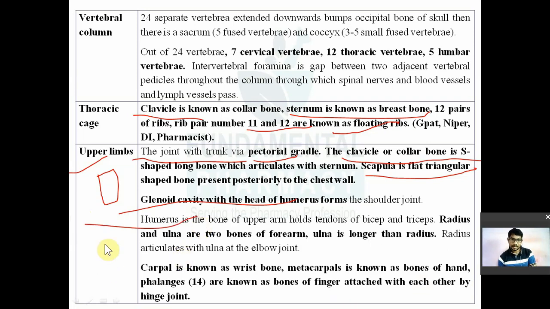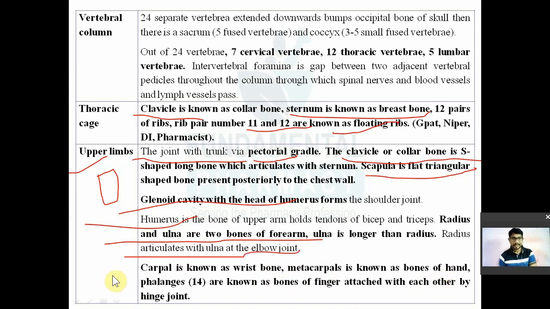Radius and ulna are the two bones of the forearm. तो आगे वाला part है आपका, that is known as the forearm, and in that you have two bones, radius and ulna. Out of which ulna is longer than radius. Radius articulates with the ulna at the elbow joint.